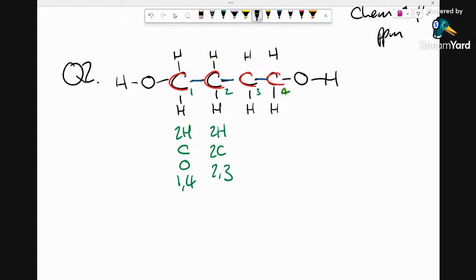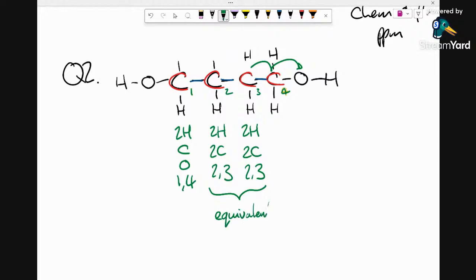The next one, again, all my H bonds are vanishing. Carbon number 3 is joined to 2 H's and 2 C's. And it is 2 steps away from that oxygen, and 1, 2, 3 steps away from the other. Ooh. These are equivalent environments. They're equivalent. They're the same. What that means is they're not going to be separate peaks in the graph.